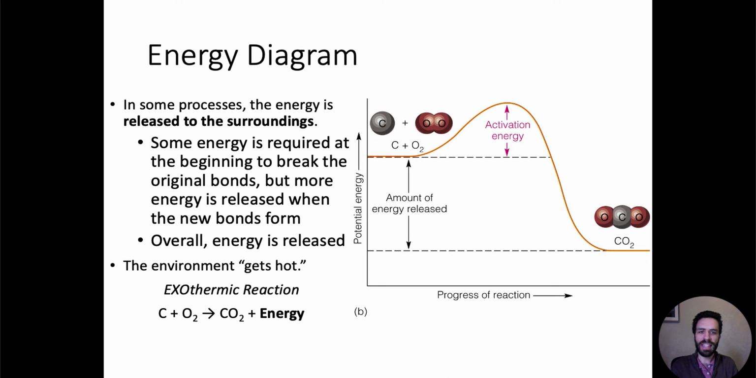So let's look at this energy diagram. This is a graph where we have progress of the reaction on the x-axis and potential energy, chemical energy, on the y-axis. In this reaction, carbon and oxygen, O2, are going to combine in a synthesis reaction to form carbon dioxide.